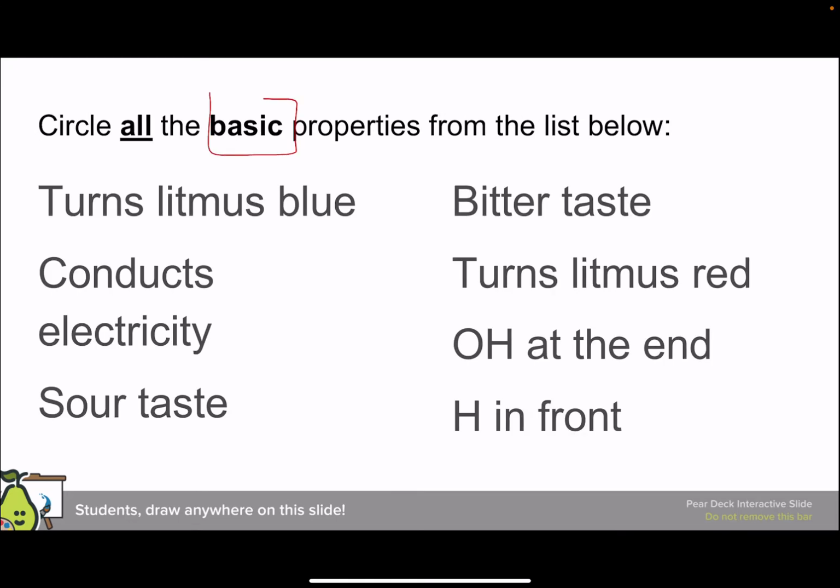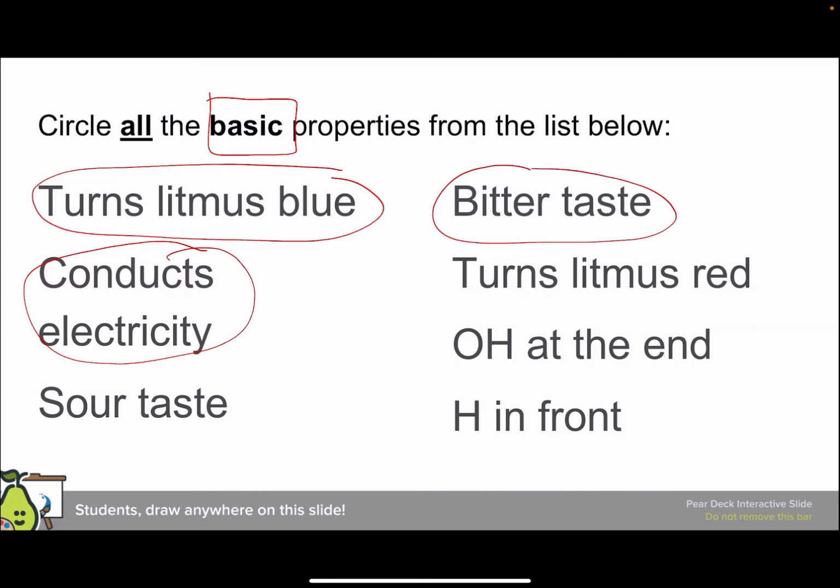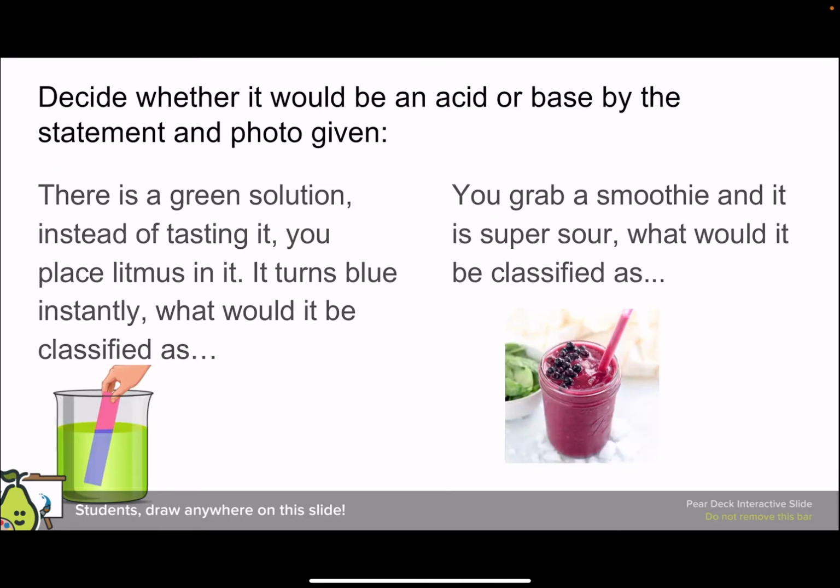So now circle all the basic properties listed below. So it would turn litmus blue. It also conducts. It would have a bitter taste. It would have an OH at the end, meaning that we would have some cation and then OH there. So decide whether it would be an acid or base by the statement or photo given.